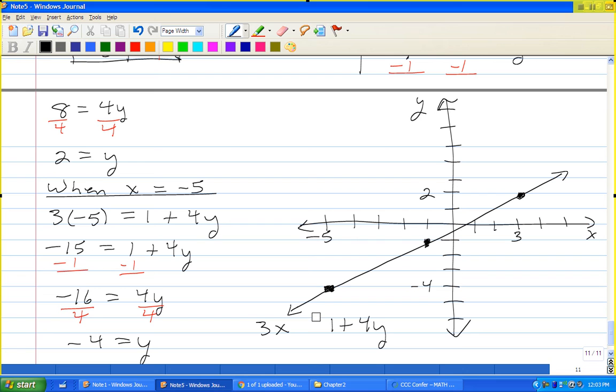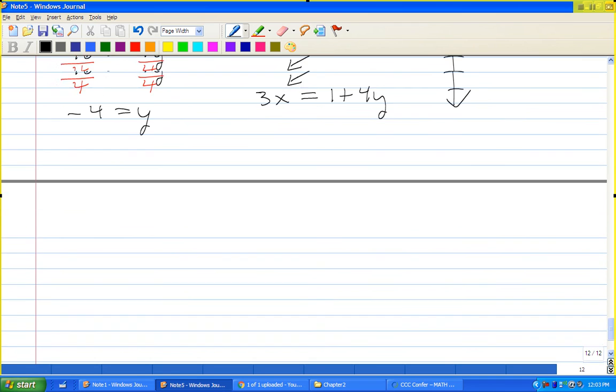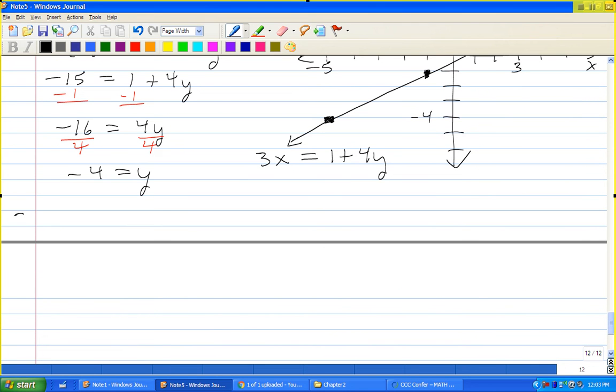Let me do problem 21. Problem 21, 3x plus 5y equals 15. In exercises 21 through 36, find the intercepts for each equation. So let's find the x-intercept first.